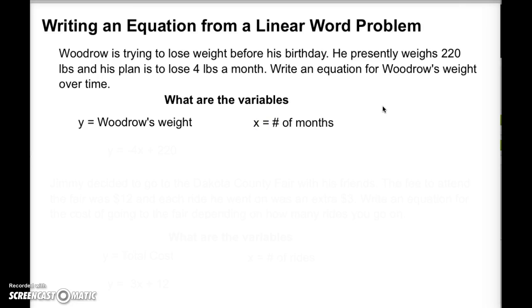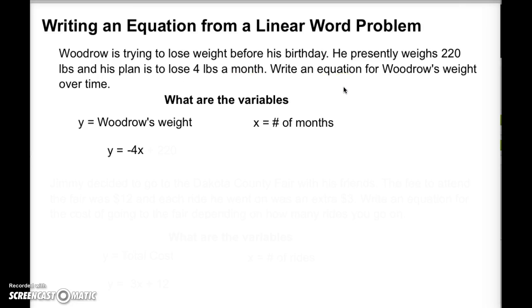Now when I write an equation, I always start my equations out as y equals. Now I want to find out what's changing in his weight. His weight is changing 4 pounds per month. He's losing 4 pounds per month. That means it's going down 4 pounds every month. x is equal to the number of months, so since he's losing 4 pounds, I have to multiply -4 times the number of months. So -4x, and that tells me how much weight he's lost over time.